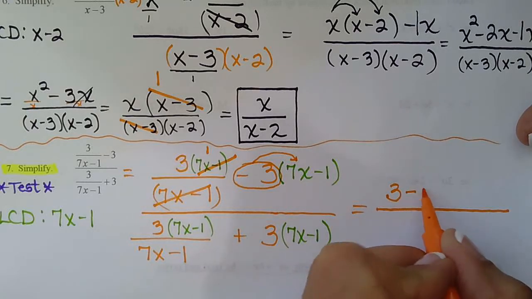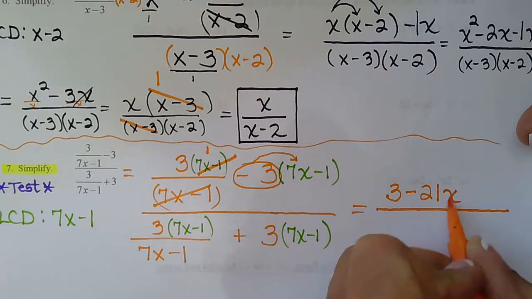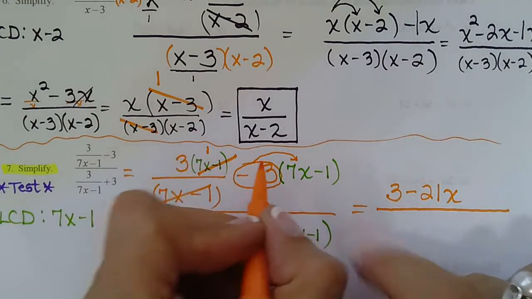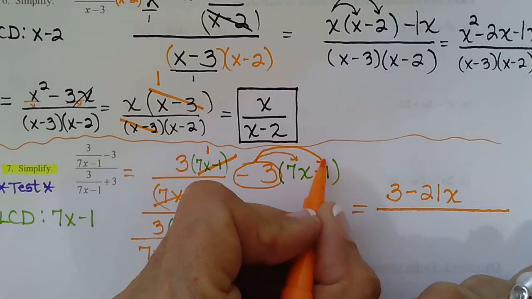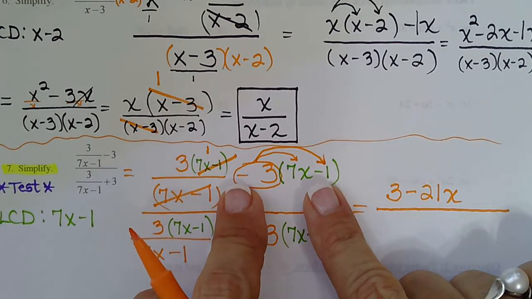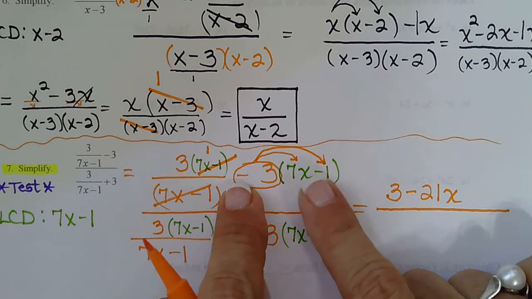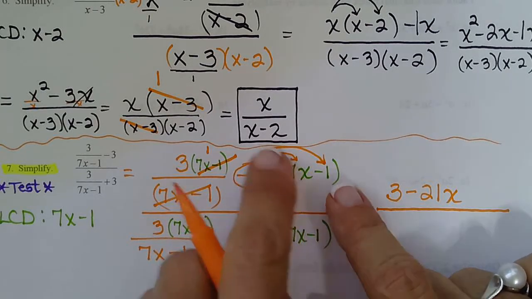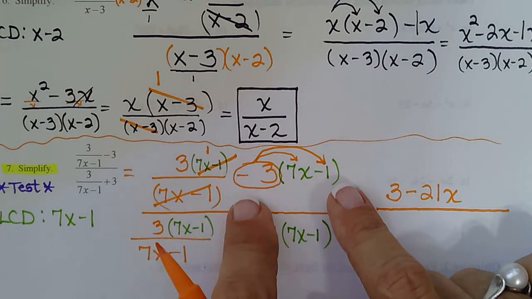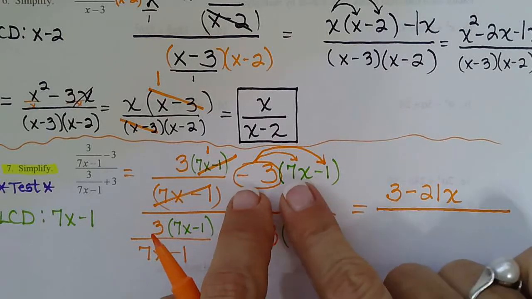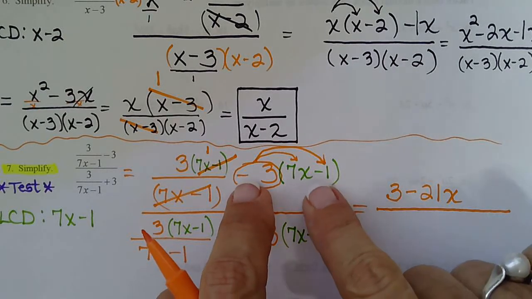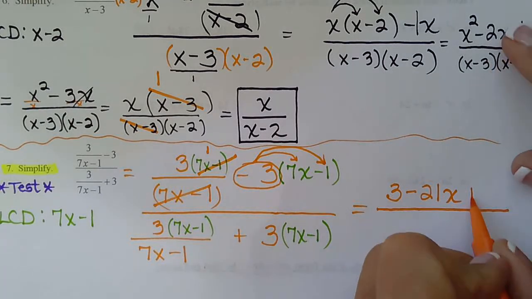So negative 21x, positive 3. And a lot of students miss that sign on the test. A ton. A negative times a negative. So anytime I'm distributing a negative, I circle it to remind me. So negative 21x, positive 3.